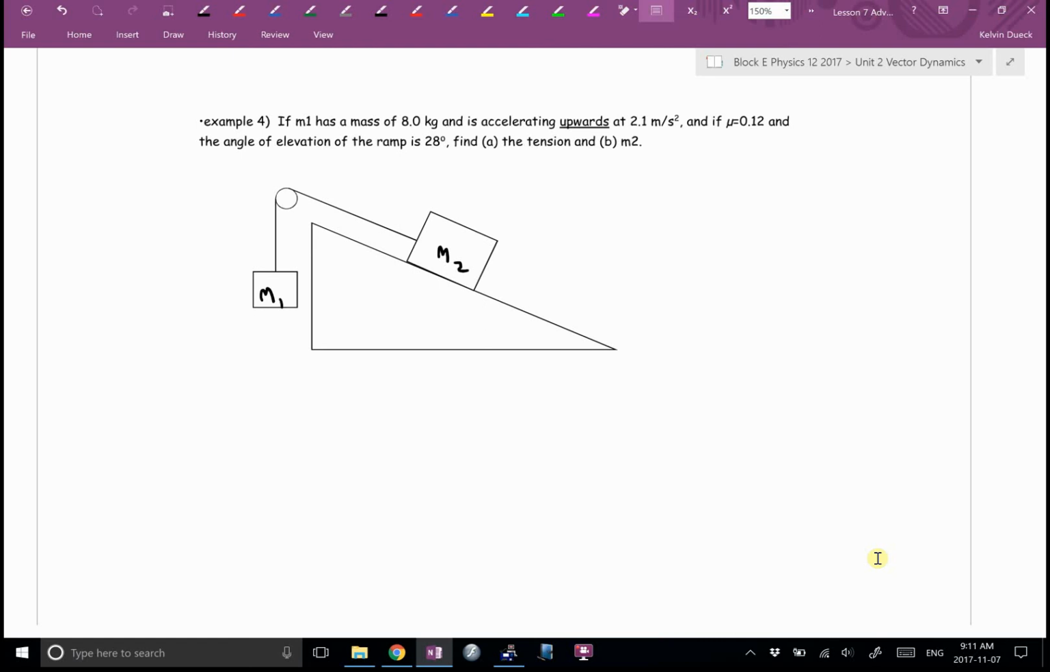Cool. So, mass 1 has a mass of 8 kilograms. And it's accelerating upwards, so I know that A is that direction, which now tells me who's winning. I've got to be fussy. Which force is part of M2? I think M2G parallel, right? That one. Okay?